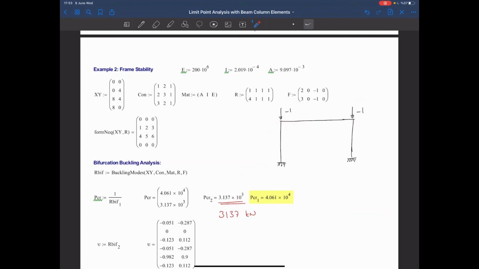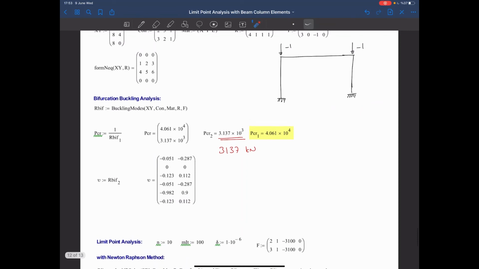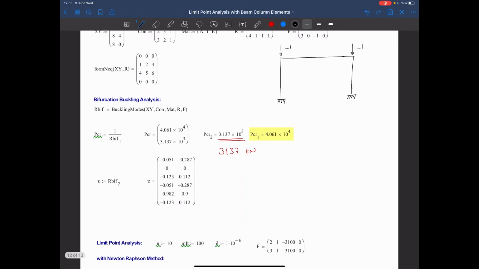So in the bifurcation buckling analysis, remember that this scale factor applies to all the loading that you have on the structure. Now in the limit point analysis, what I did is this. So again, let's draw the frame one more time.